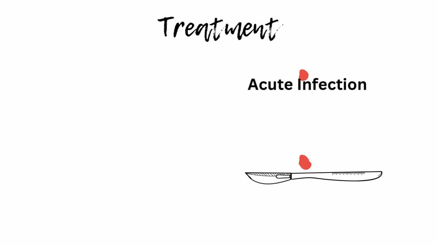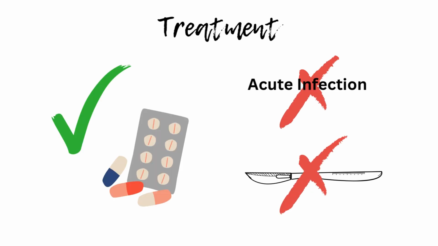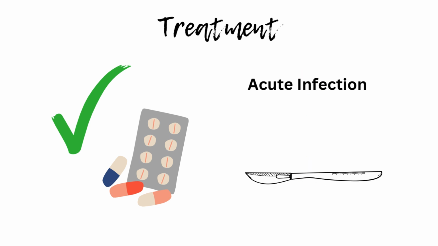In an acute infected branchial anomaly, adequate resolution of the infection should be the primary goal, with a secondary goal of avoiding open incision and drainage if possible. Antibiotics are the mainstay of medical therapy. However, surgery is indicated for infections that do not resolve or progress despite medical management.